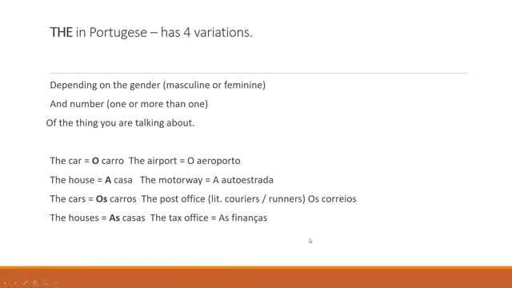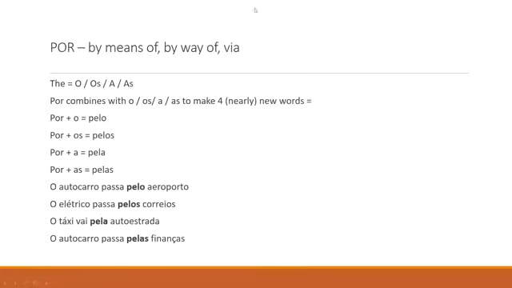Okay, so that means we can move on to the next thing, which is when we see these words, pelo and pelas, etc. And this is actually a combination of the word por with the word "the". So when you want to say by means of the, via the, we're going to need to take into consideration which kind of "the" we're going to use, which will depend on the thing that we're talking about and whether it's masculine, feminine, singular, or plural.